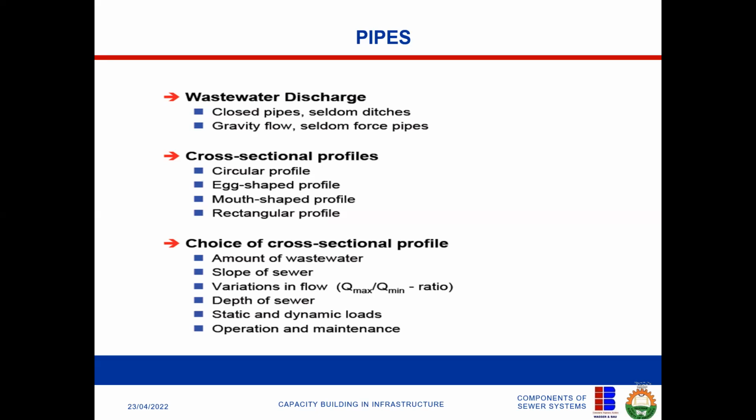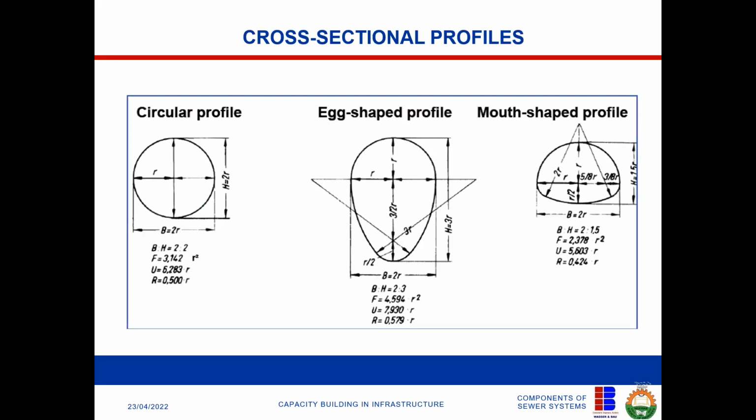How do you determine the cross-sectional area? Well, it depends on the amount of wastewater you want to convey, the slope of the sewer, and the variation in flow. So these are the things that will determine the kind of cross-sectional area you adopt. Please, the best cross-sectional area is the circular profile, round pipe. These are what those surfaces could mean.